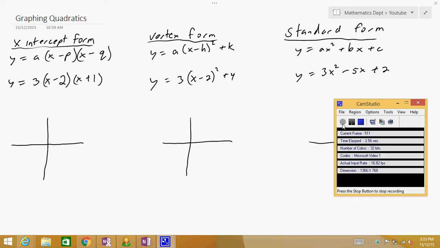Hello everyone, welcome to our lesson on graphing quadratics. Now what we're going to do is look at the x-intercept form, vertex form, and standard form and see what information we can get from those types of equations.